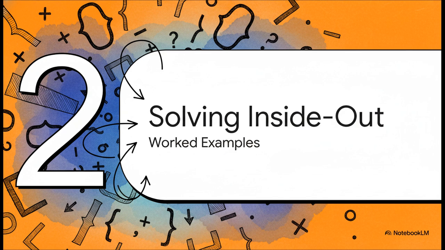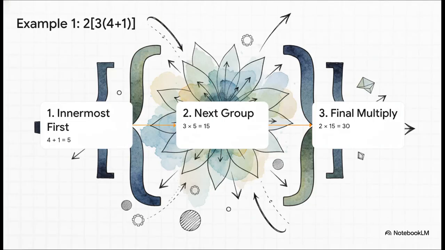Okay, so theory is great and all, but practice is really where it all starts to make sense. So let's walk through a few of these problems together and put our new rules to the test. So here's a classic nested example. We see brackets on the outside, parentheses on the inside. What do we do? We follow that inside-out rule. Step 1, find the innermost group. That's 4 plus 1, which is 5. Easy. Step 2, now we solve what's inside the brackets, which has now become 3 times 5, or 15. And finally, the last multiplication, 2 times 15 gets us 30. See? Inside out, simple as that.